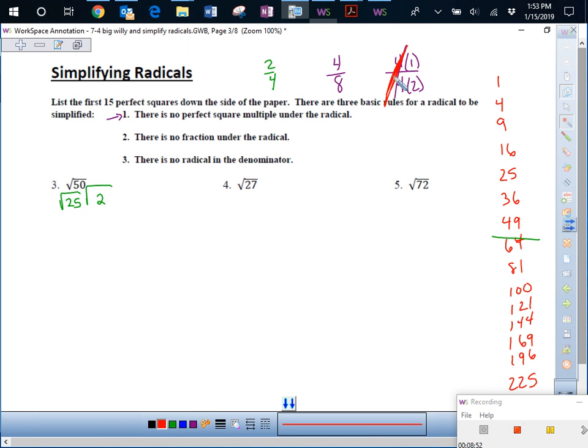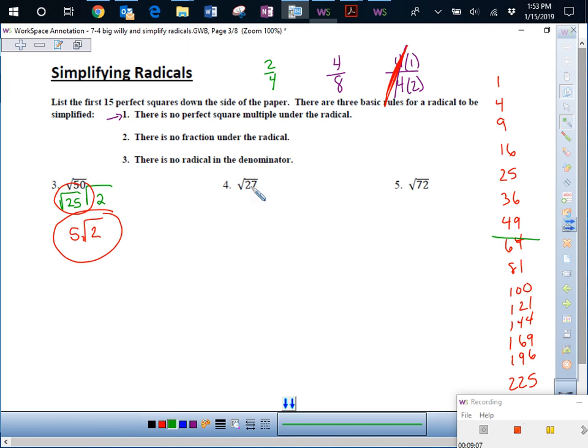Then you clean this part up right here. Well, I can clean this up. I know what the square root of 25 is. It's 5. And then the square root of 2, that doesn't simplify at all. So that square root of 50 is the same thing as 5 square roots of 2.